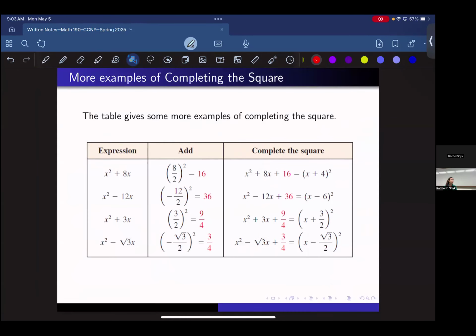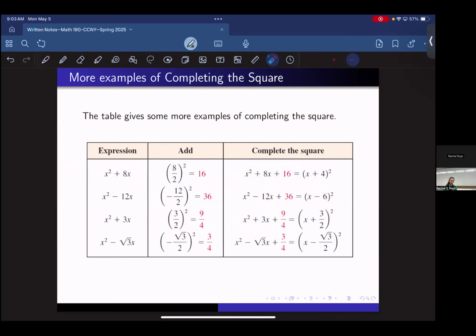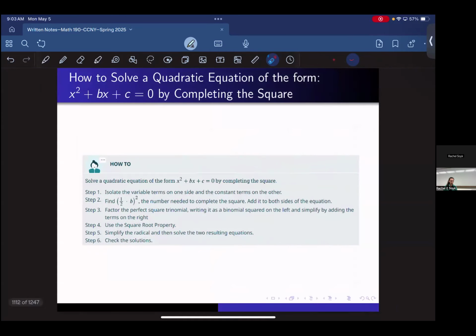So this slide is just a bunch of examples of completing the square. You do not have to memorize this at all. This is just to practice. If you wanted to cover this up and you're given this expression, how would you find this? Same exact procedure as before. Identify your b, divide it by 2, square it, and then you get your answer.